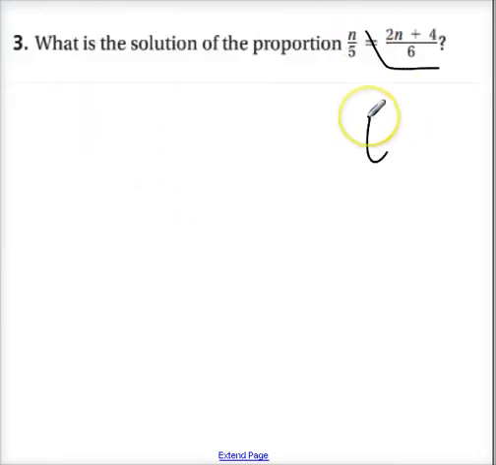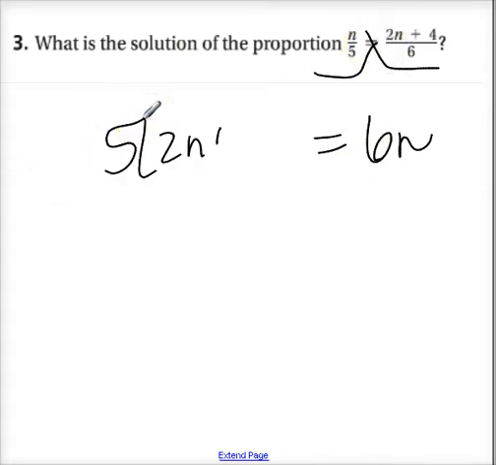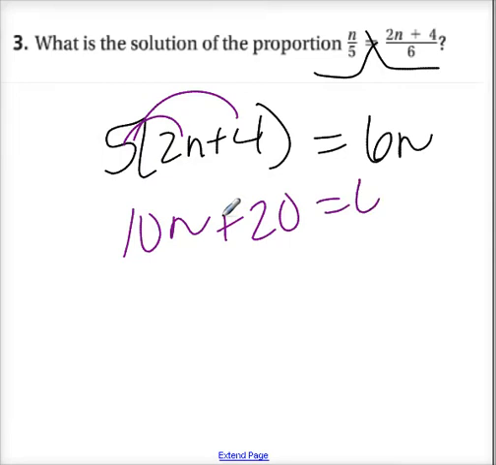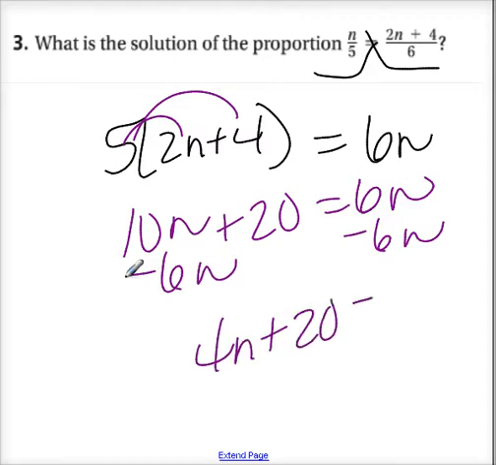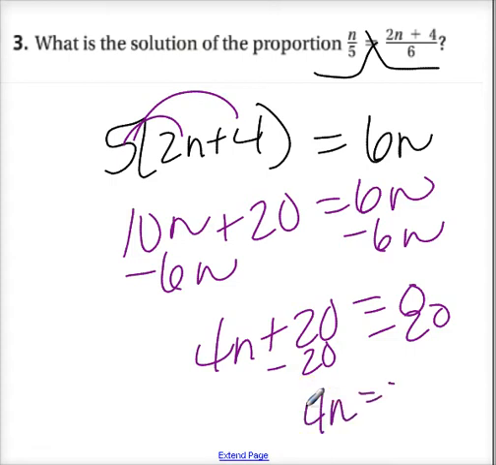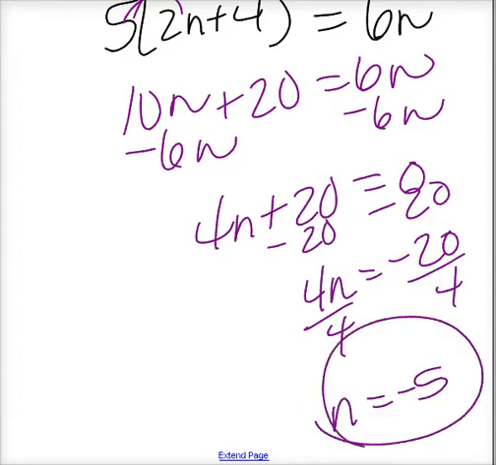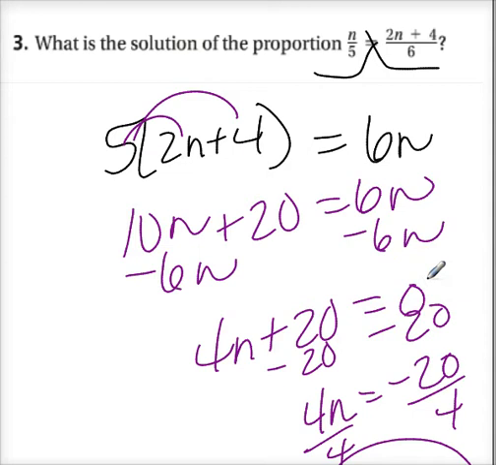I'll do one more example. Cross products, 6n. Cross products, 5 times 2n plus 4. Distribute on one side: 10n plus 20 equals 6n. I'm going to subtract 6n from both sides, so I have 4n plus 20 equals 0. Then I'm going to subtract 20. 4n equals negative 20. Divide by 4. n equals negative 5. So using the cross products, you just have one more step. You might have to distribute.